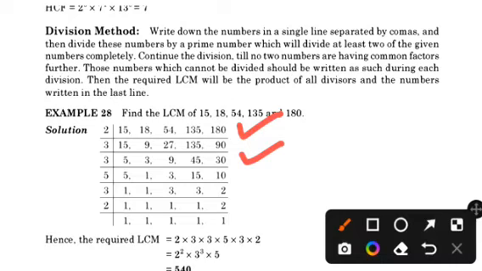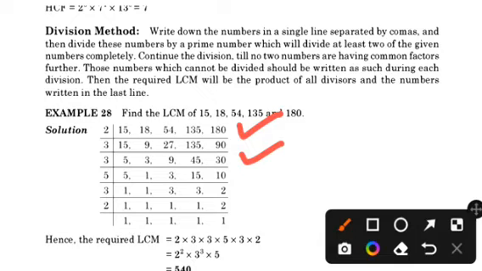Now dividing by 5, 5 1s are 5, 1 remains the same, 3 remains the same, 5 3s are 15 and 5 2s are 10. Again dividing by 3, 1 remains the same, 1 remains the same, 3 1s are 3, 3 1s are 3 and 2 remains the same. And in the last by 2, so 2 1s are 2, and the rest are 1 1 1 1.